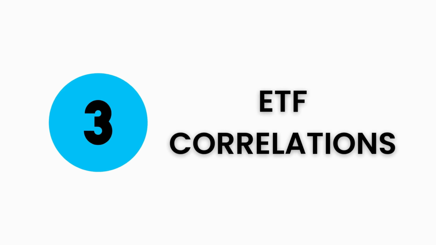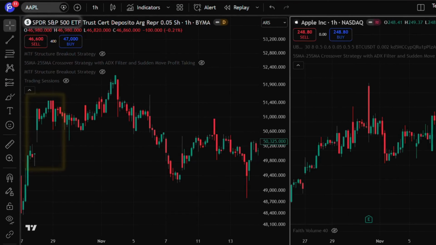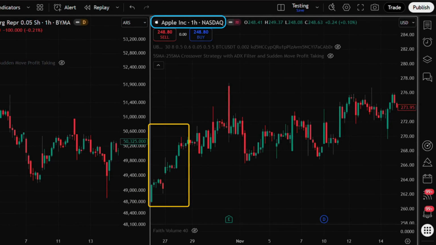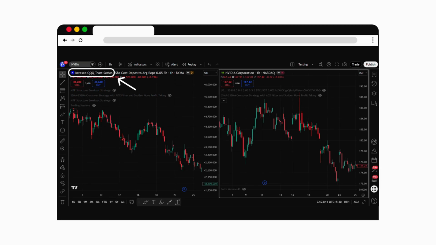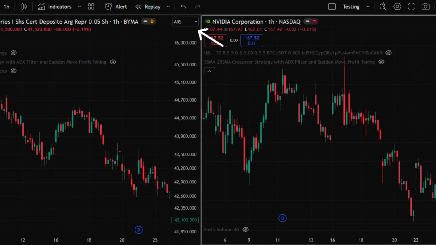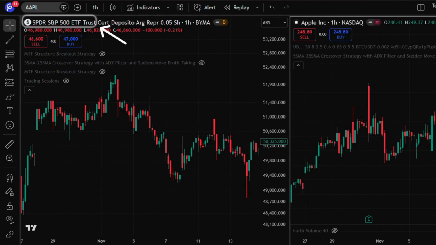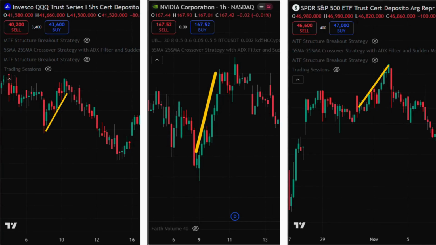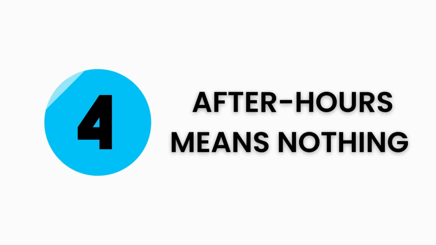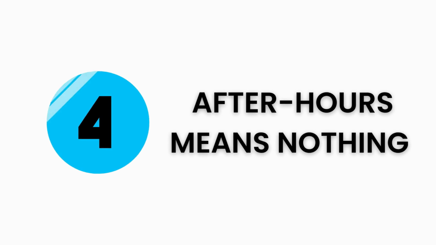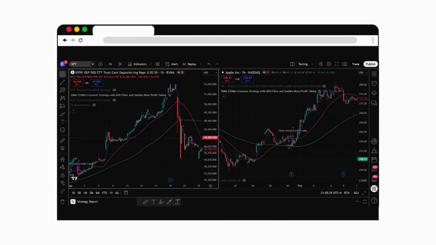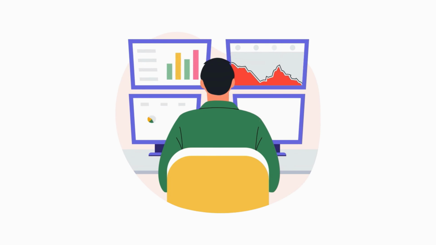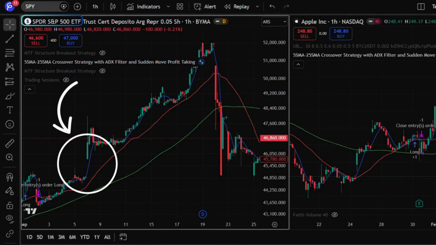Third, ETF correlations. When SPY moves, individual stocks follow. QQQ dominates tech stocks. If you're not checking broader market context through ETF behavior, you're missing the macro picture that drives price. Fourth, after hours means nothing for most traders. Pre-market and after hours have terrible liquidity. Your backtest might show signals there, but you can't execute them at those prices in reality.